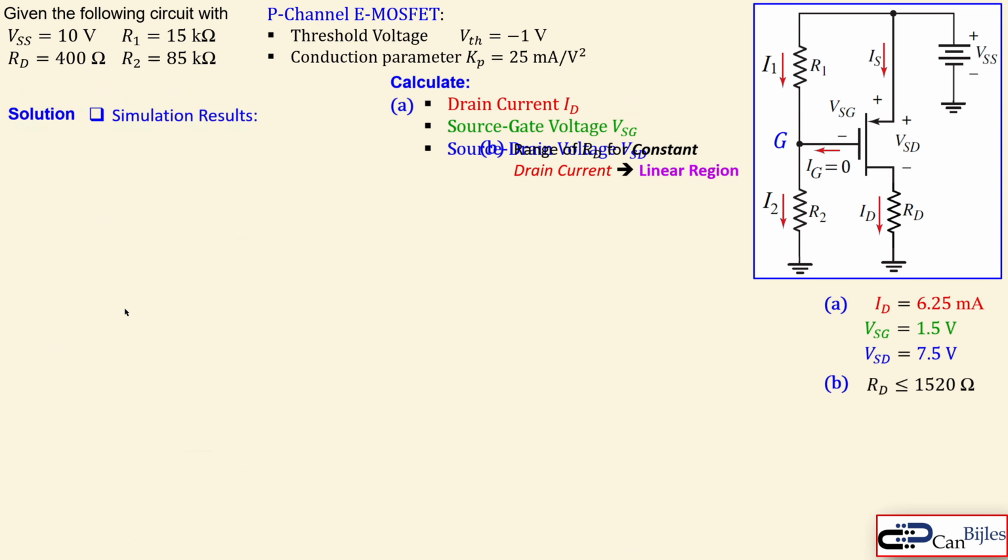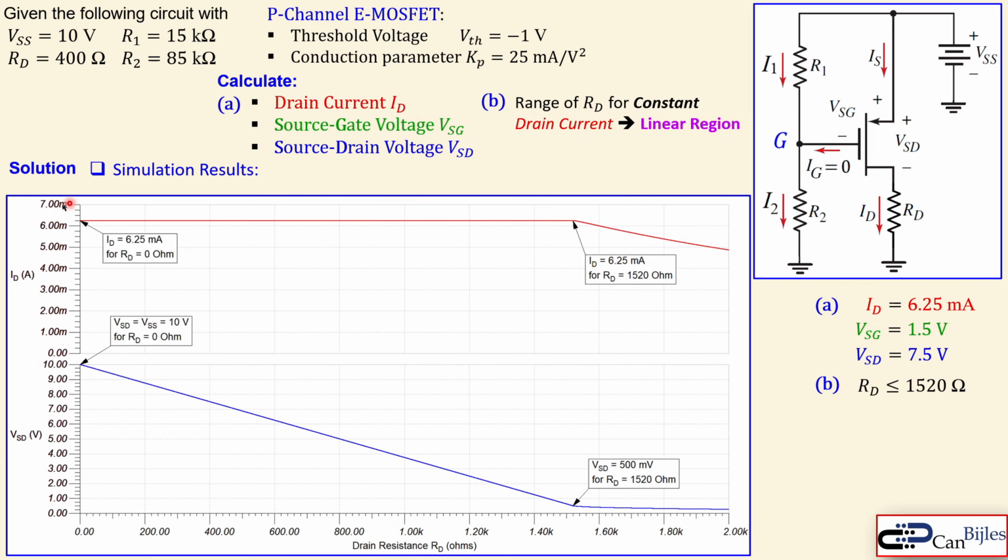Okay. That's also now verified. Let's look at more details using this graph. You see in this graph we have changed the drain resistance RD from 0 all the way to 2K. The first plot here is the VSD, and the plot on top is the drain current. You can see the drain current is 6.25 milliamps up to 1520 ohm for my drain resistance, which is also what we have seen, because this is the condition. Then it will decrease.